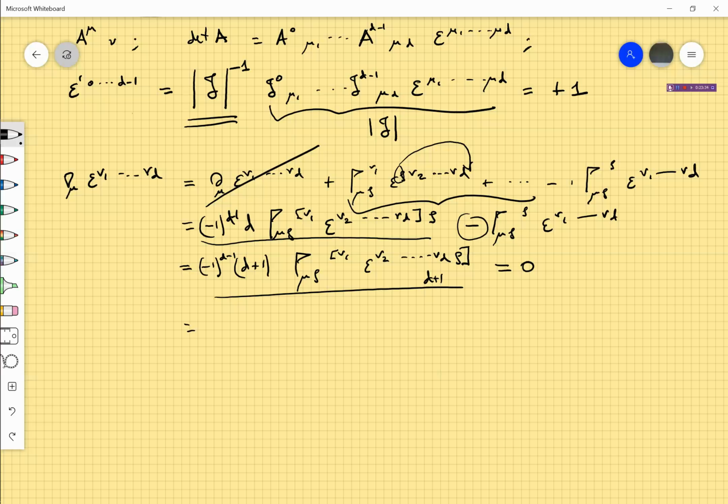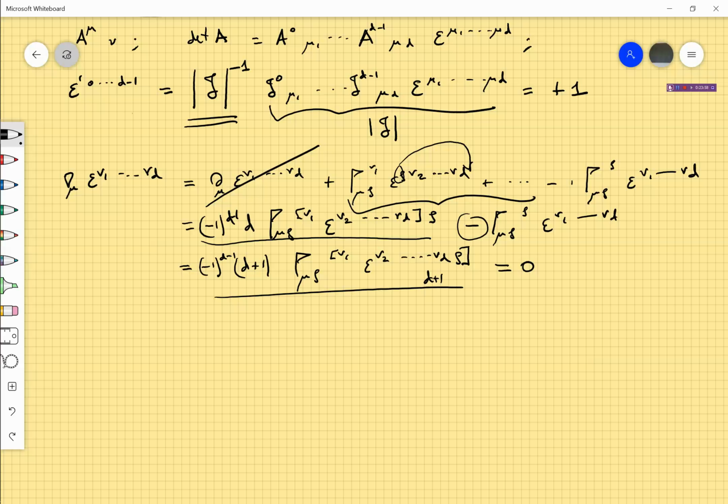Okay, so we proved that this epsilon is not just constant, but it's also covariantly constant. And this reflects the idea that the components of epsilon are constant, but they are constant even after I change coordinates.